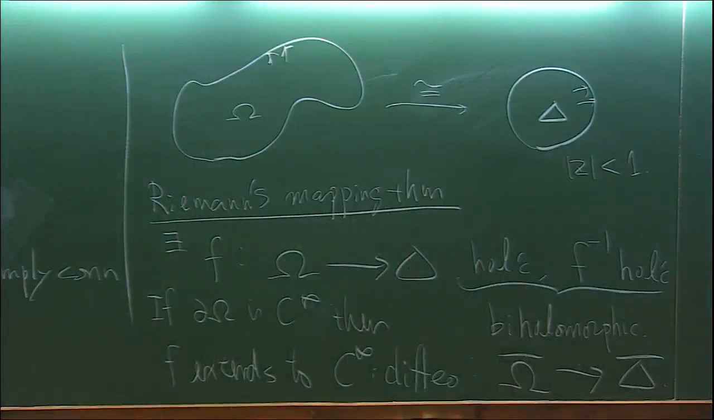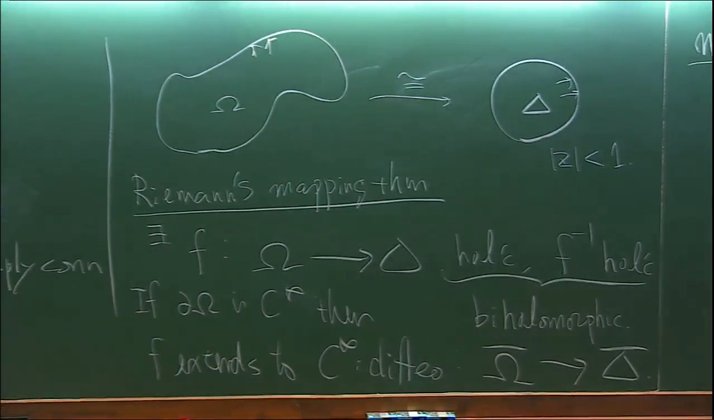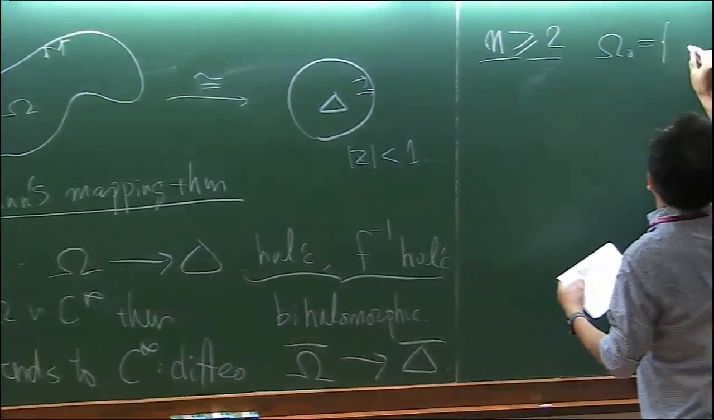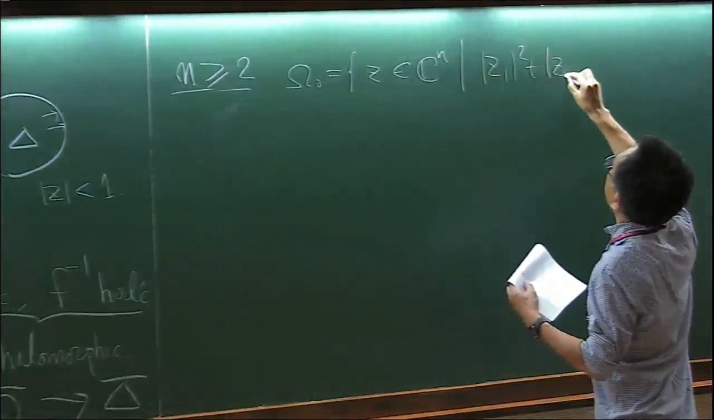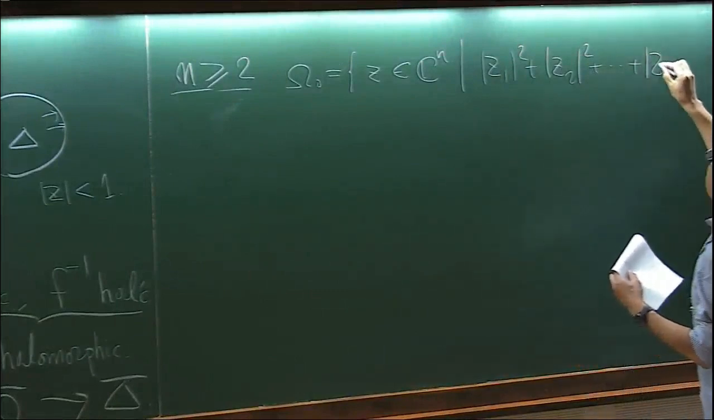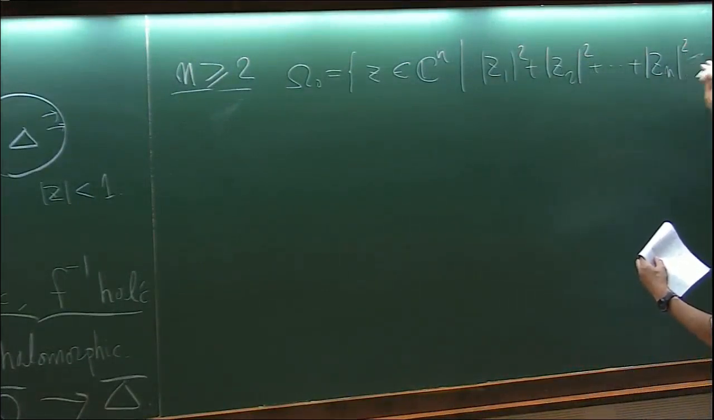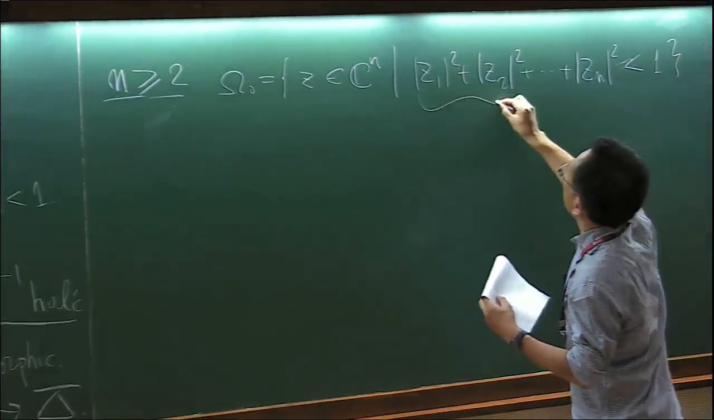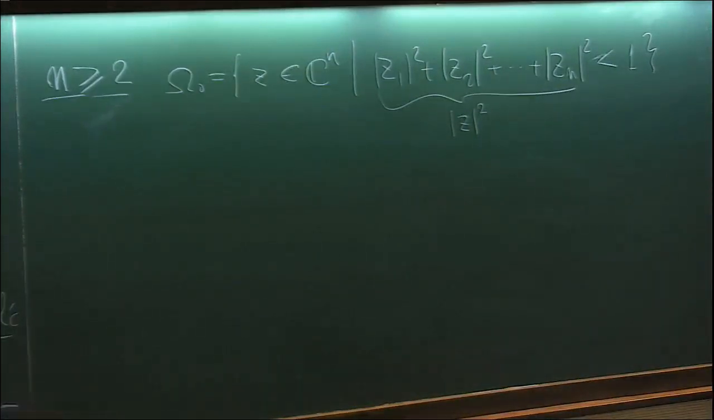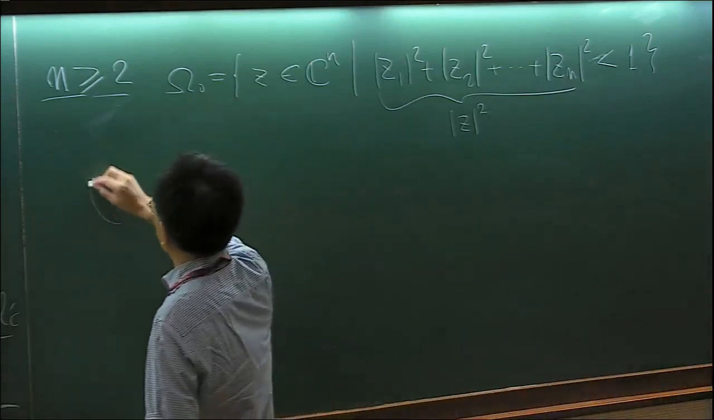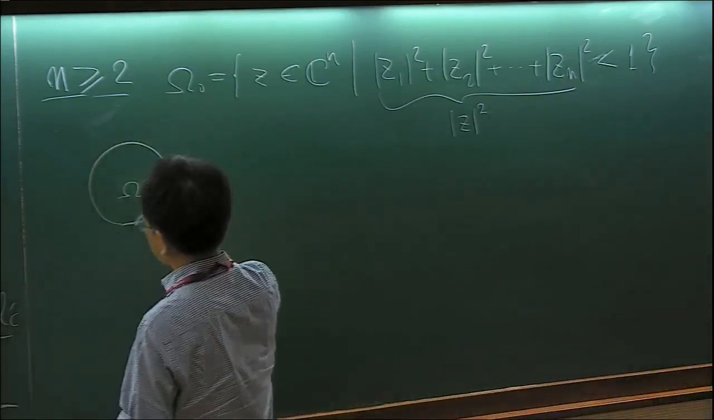Okay, so we want to consider the higher dimension. Then the model case is the ball. So z in Cn, |z1| squared plus |z2| squared up to |zn| squared less than 1. I use the notation for this norm. This is a ball. I draw the same picture, but this is the ball for me.